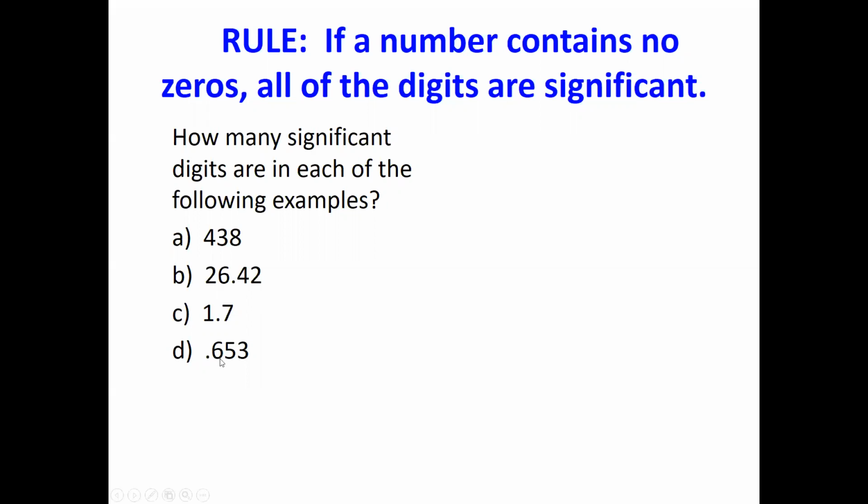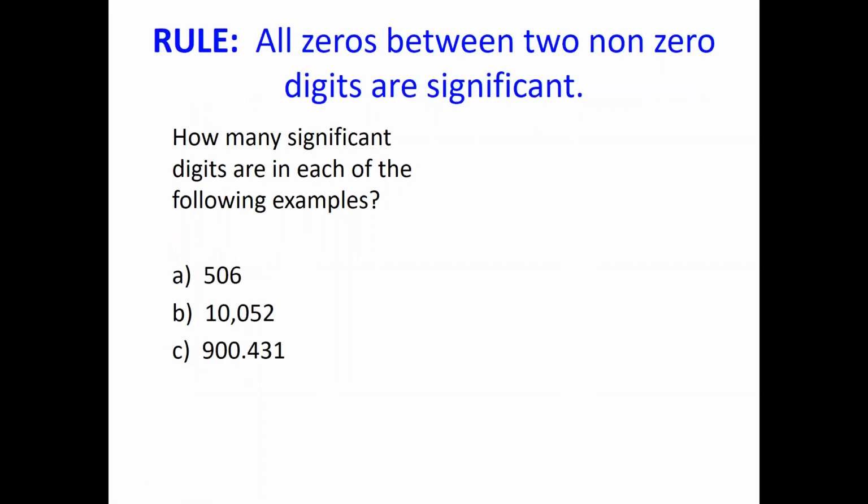So that means all of these where there's no zero involved is going to have that many number of significant figures. So A is going to have 3. B, once again, no zero, so everything is considered significant. So you would have 4. C, no zero, so that one would be 2. And the last one, no zero, so that would have 3 significant figures. So that's kind of our easiest rule. Now we'll start throwing some zeros in there.